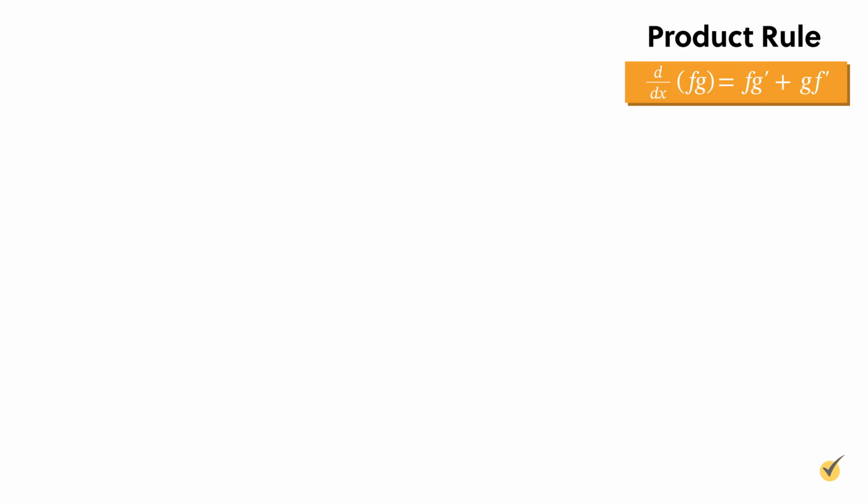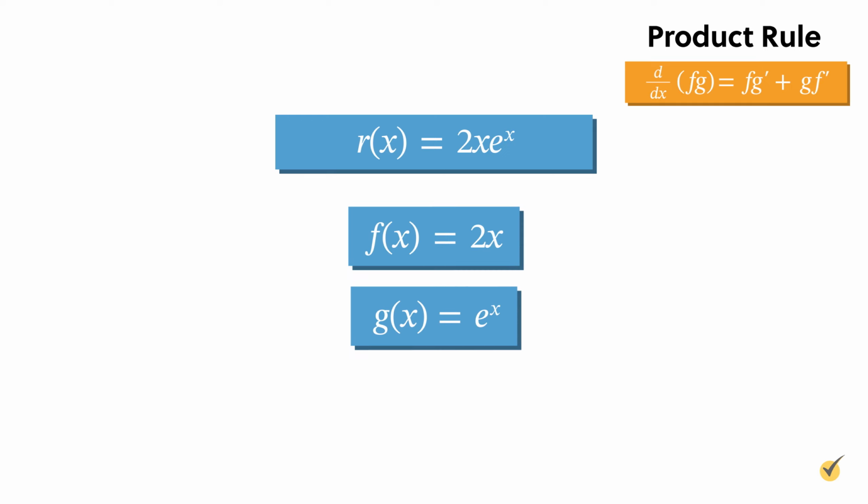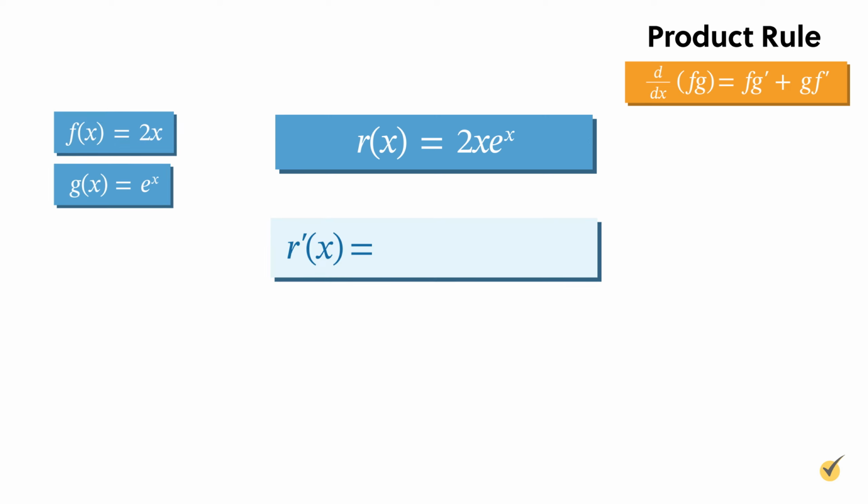Let's take a look at one more example. Use the product rule to find the derivative of r of x equals 2x times e to the x. Now this is technically three things multiplied together, 2, x, and e to the x. But we can combine 2 and x as f and leave e to the x as g. Using these definitions, the derivative of r of x is equal to the first piece times the derivative of the second, which is 2x times e to the x, plus the second piece times the derivative of the first, which is e to the x times 2.